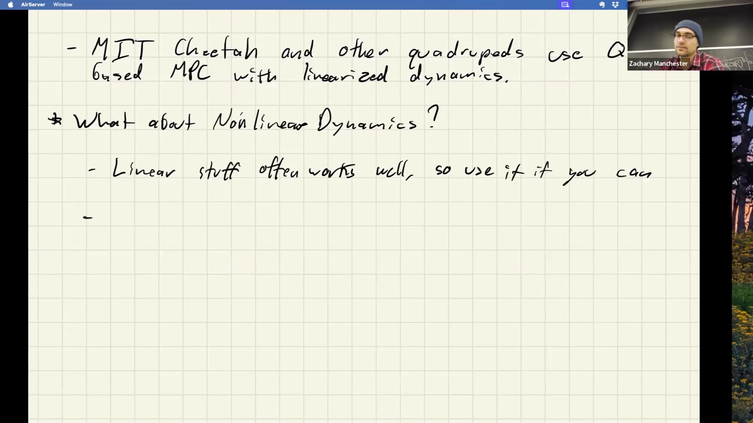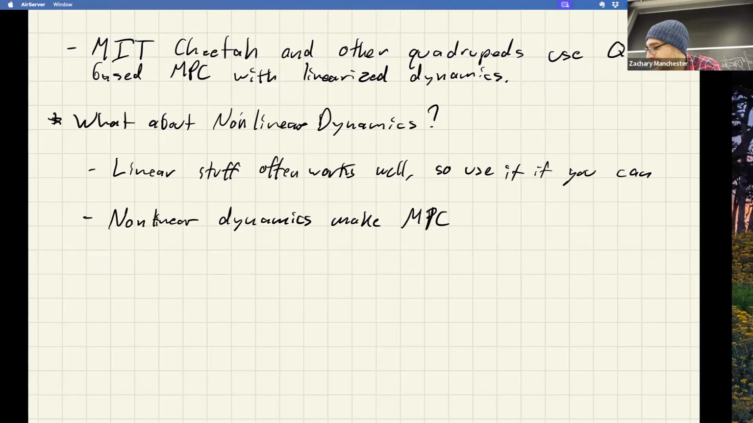Okay, so the reason why is, even if I have a relatively benign quadratic cost, as soon as I put nonlinear dynamics in there, it makes the MPC problem non-convex, right? And that basically means that all of our nice convergence guarantees with Newton's method go out the window. And you can't really say anything.